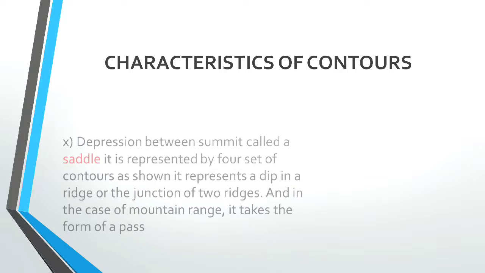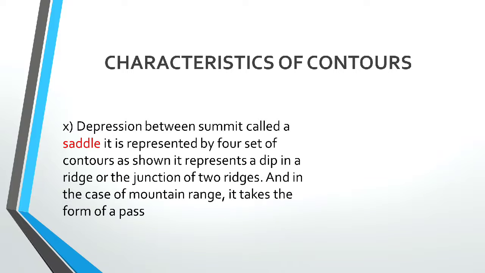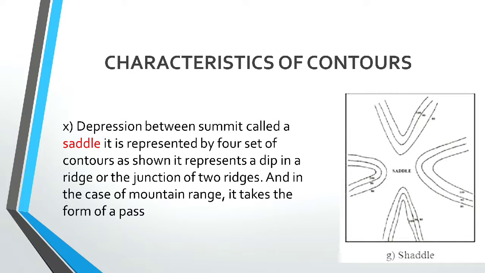A depression between summits is called a saddle. It is represented by 4 sets of contours as shown. It represents a dip in a ridge or the junction of 2 ridges. In the case of a mountain range, it takes the form of a pass.